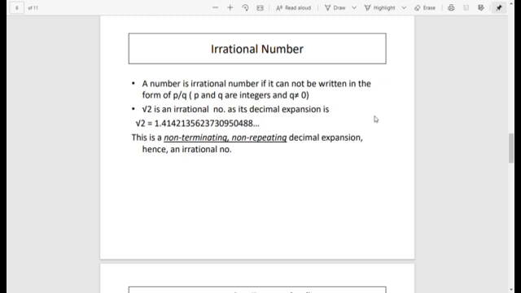Irrational number. If a number cannot be expressed in the form of p by q, it is an irrational number. Root 2 is an irrational number. Expansion of root 2 can be written as 1.414, 213, 562, 373, 095, 0488 and so on. So here decimal expansion is non-terminating, non-repeating, so it is an irrational number.